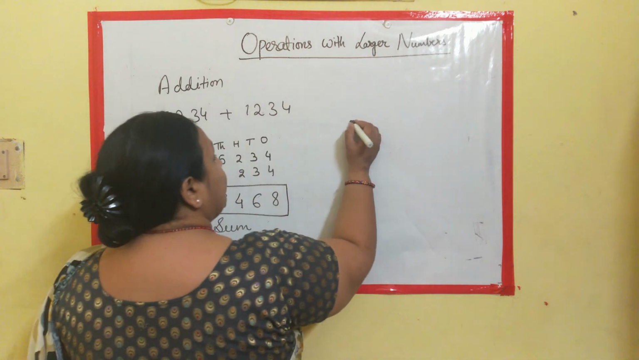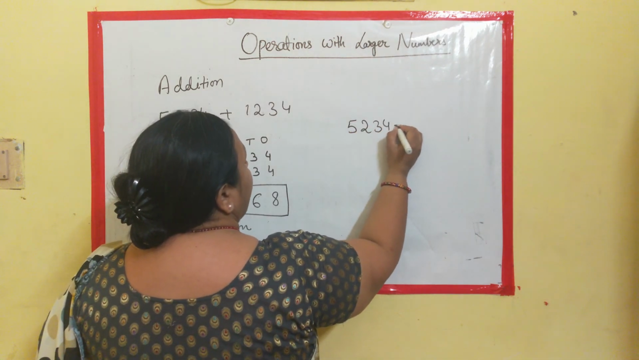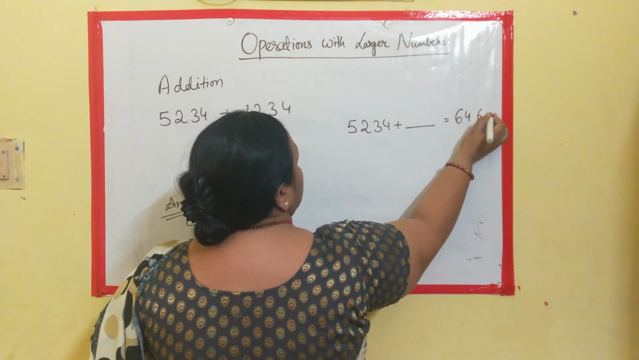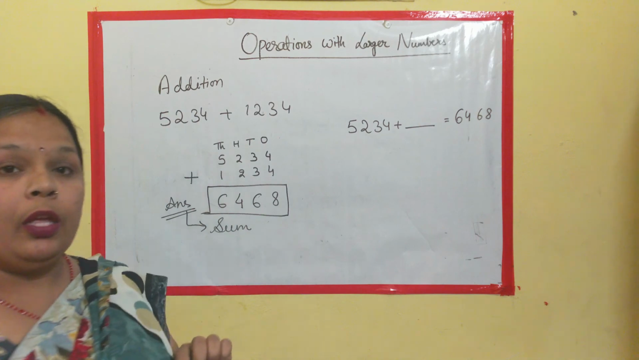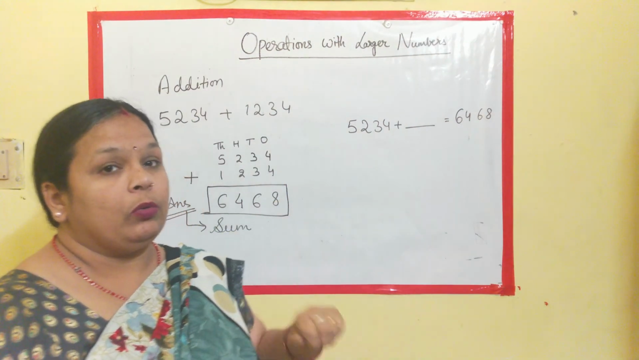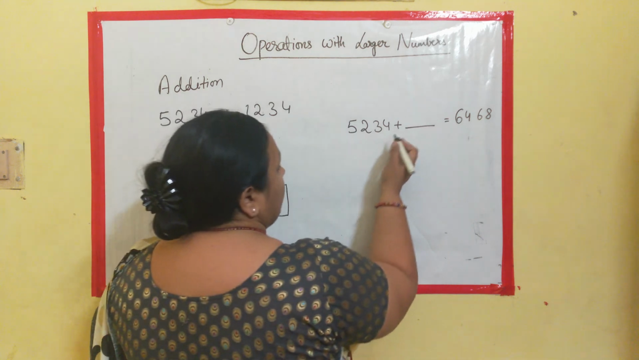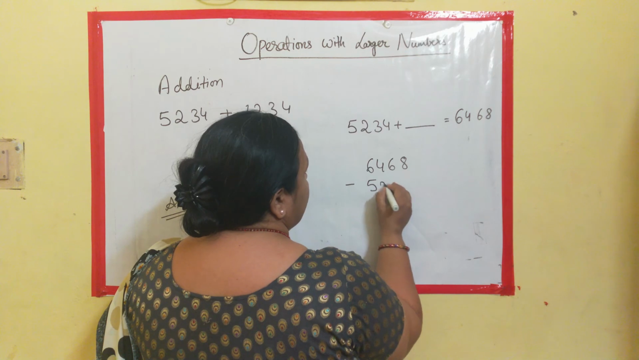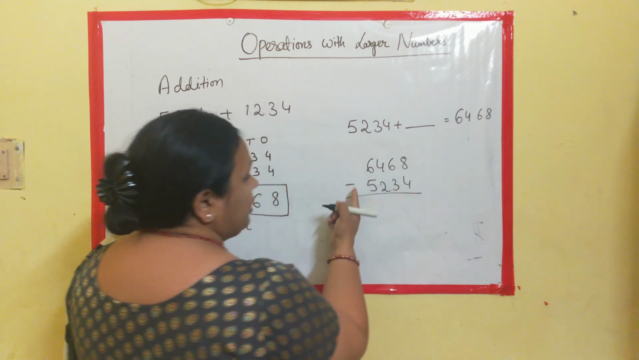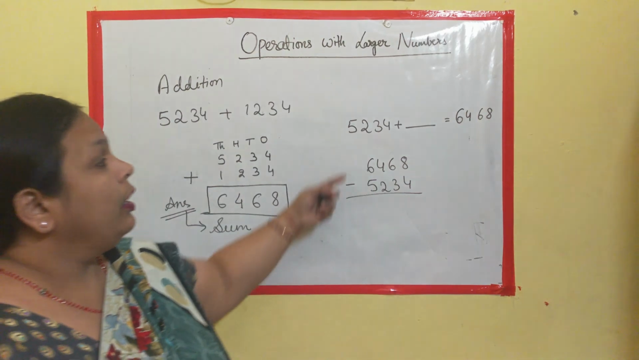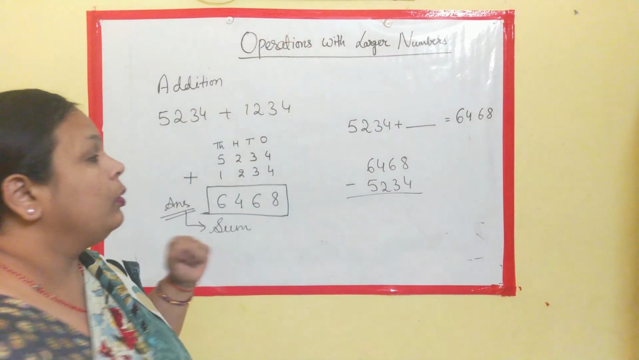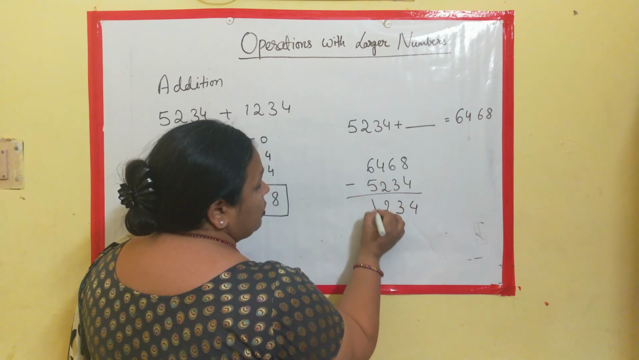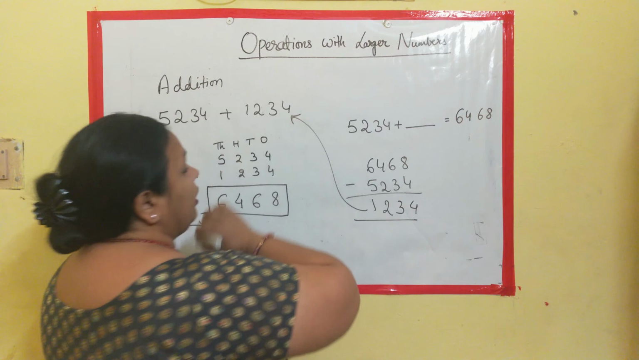See, if 5, 2, 3, 4 plus dash is given and the answer is given as 6, 4, 6, 8. Clear? How to fill this? Even this we know. To get this, we simply do 6, 4, 6, 8 minus 5, 2, 3, 4. Considering both the numbers and doing the subtraction, we get this is 4, this is 3, this is 2 and this is 1, which is nothing but your second number.